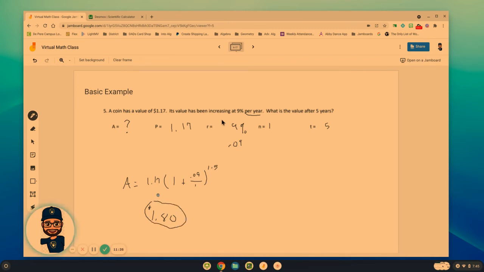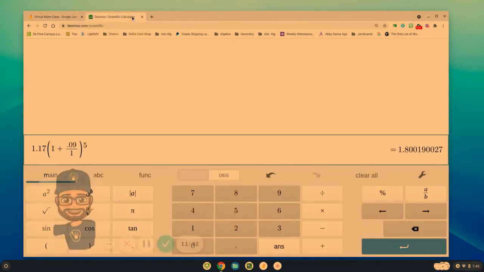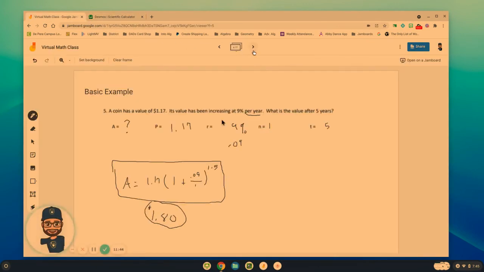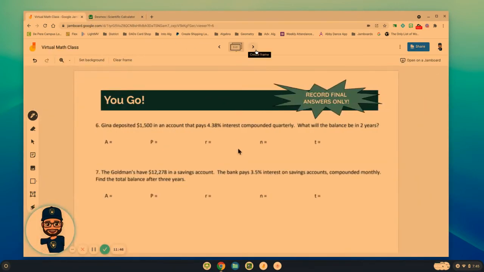Now you can use Desmos on the mini test that'll be on Monday, but I want to make sure you understand that I need to see this formula. We want to see and make sure that you're punching the information into the formula correctly first. Let's try a couple more where we have some different compounded interest. Whoops. We need to go to the next slide, Mr. G.